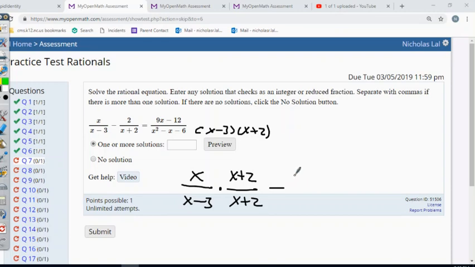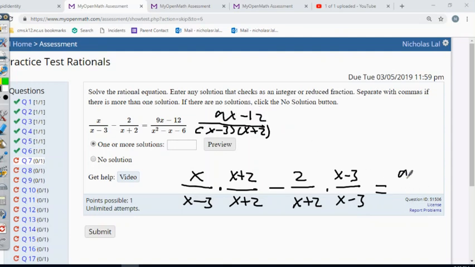minus 2 over x plus 2 times x minus 3 over x minus 3 is equal to, we already have this common denominator. That's 9x minus 12. That's equal to 9x minus 12 over x minus 3 times x plus 2. Now, I have a common denominator, so I can combine like terms and cancel.